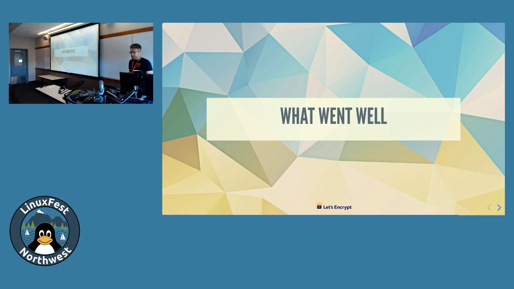Another thing that went really well: once we did start sending out those emails and our deprecation date was clear, the need for those updated Certbot versions in OS releases became really clear, and some awesome volunteers stepped up and helped get those packages up to date. So I think that comes back to the theme of when you clearly communicate with people, they can set priorities based on that.